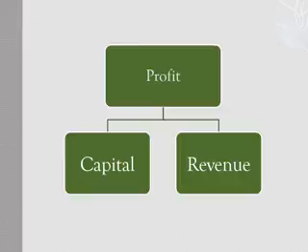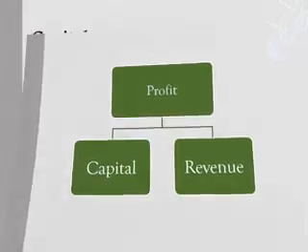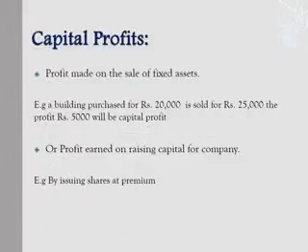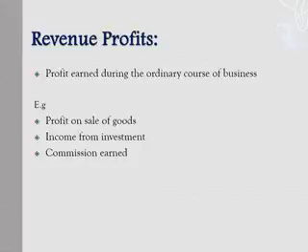Just like expenditure and receipts, the profit is also of two kinds: the one is capital and the second is revenue. The profit which we earn on the sale of fixed assets is called capital profit. For example, a building purchased for rupees 20,000 is sold for rupees 25,000. Here the profit of 5,000 will be capital profit. On the other hand, the profit which we earn during the sale of goods is called revenue profit, that is, the profit earned during the ordinary course of business.